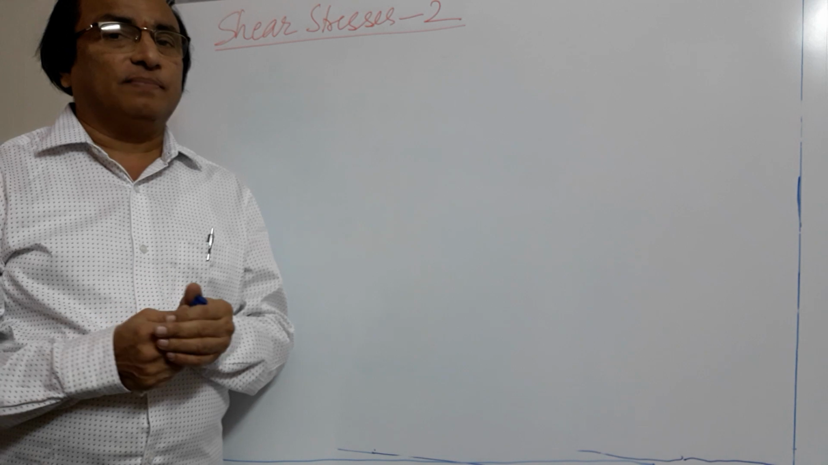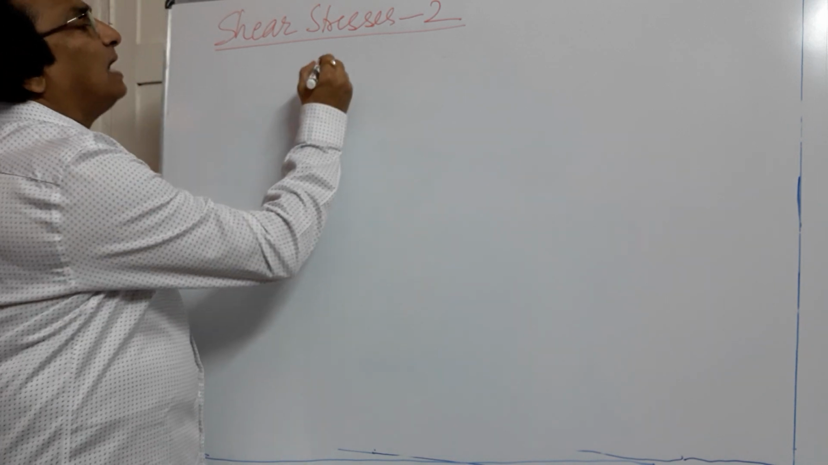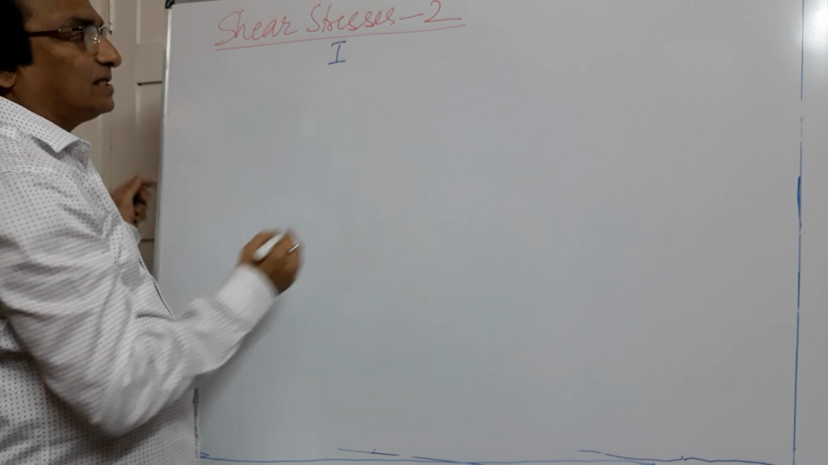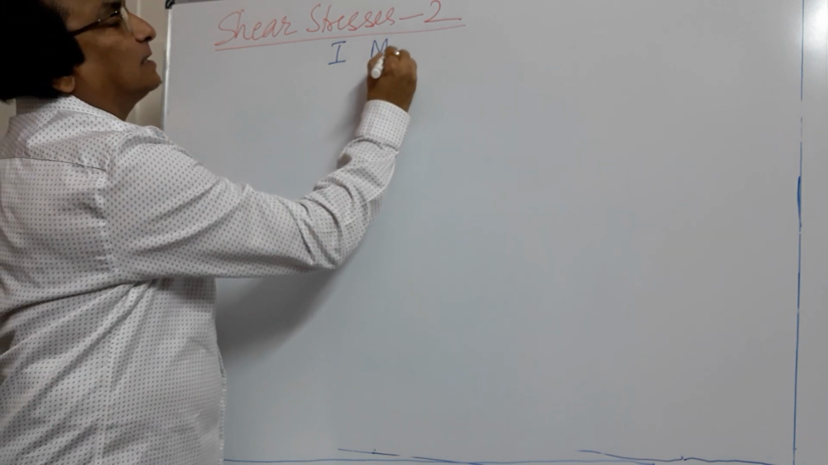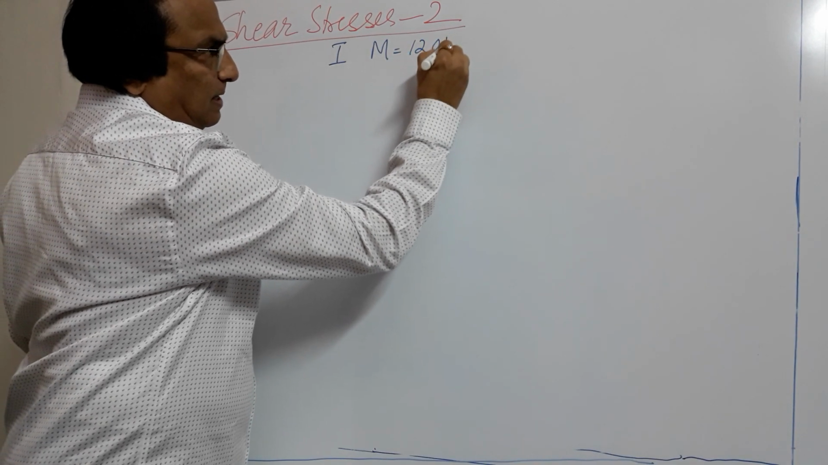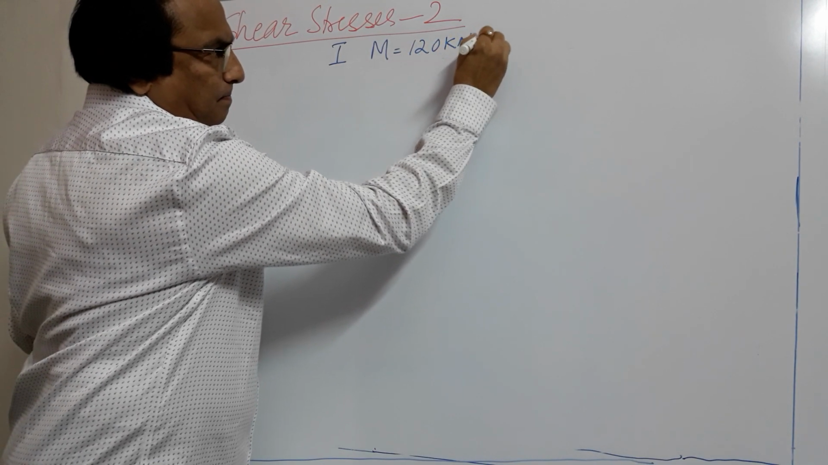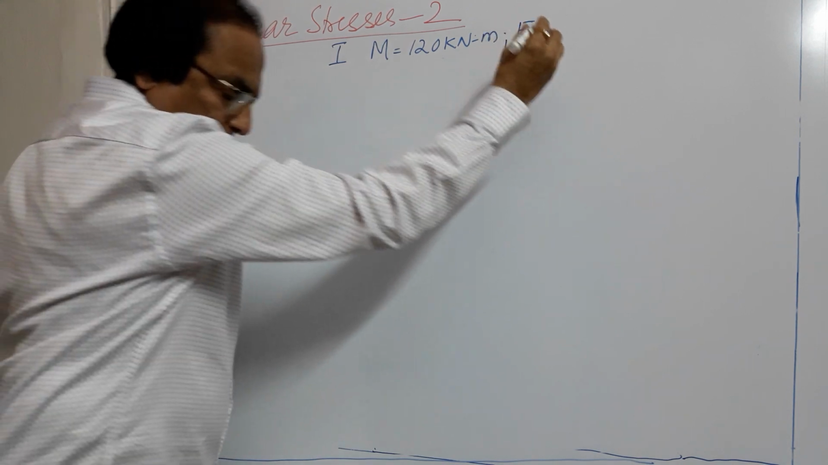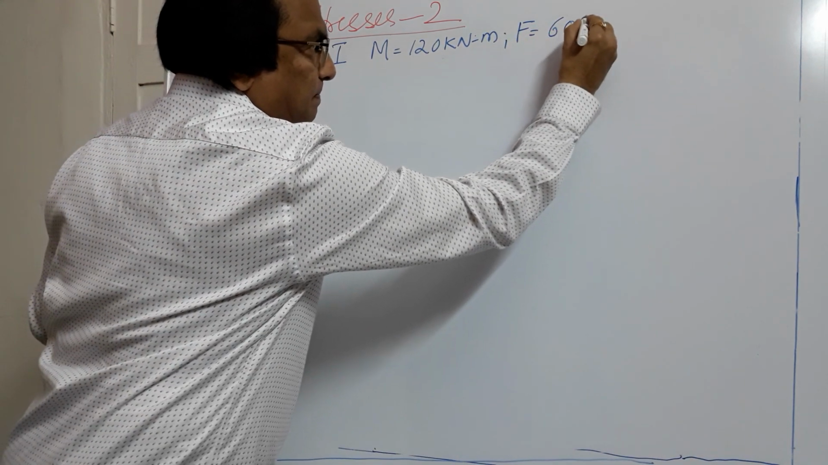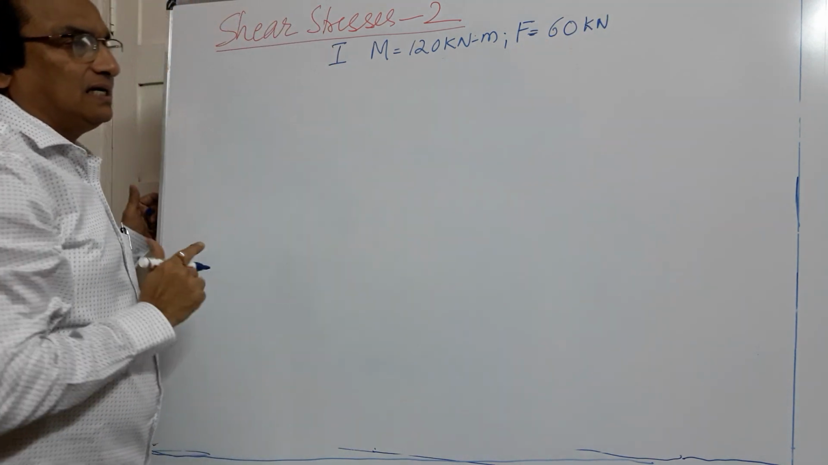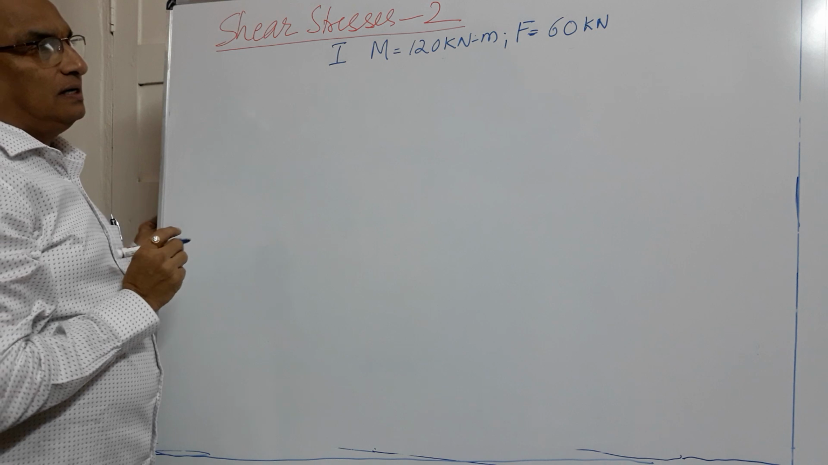So let us take a simple example. Let us begin with an I section. If this I section is subjected to a bending moment of 120 kilonewton meter and it is subjected to a shear force of 60 kilonewton. These are the bending moment and shear force acting at a particular section of a beam.